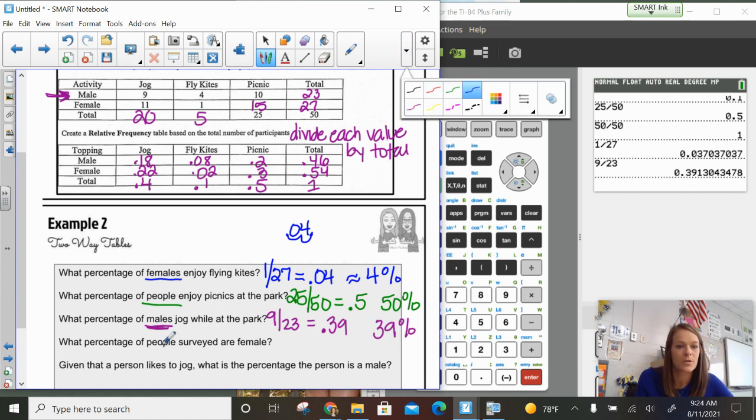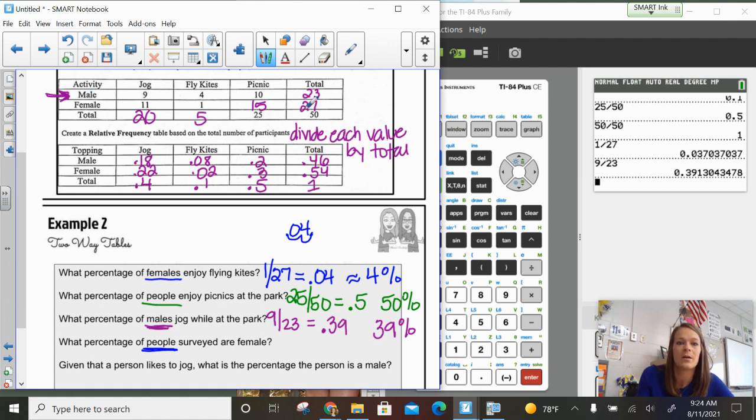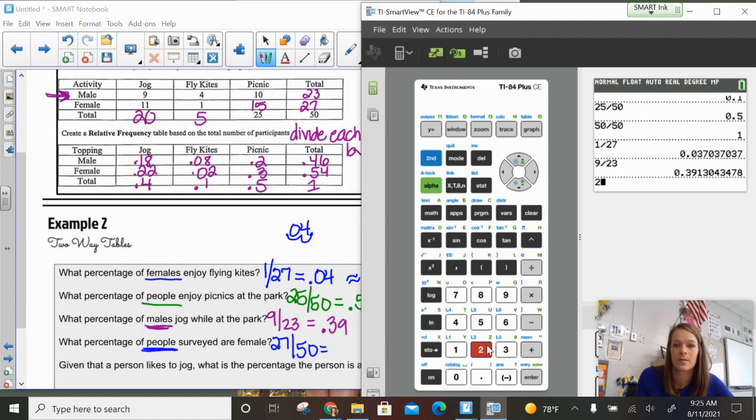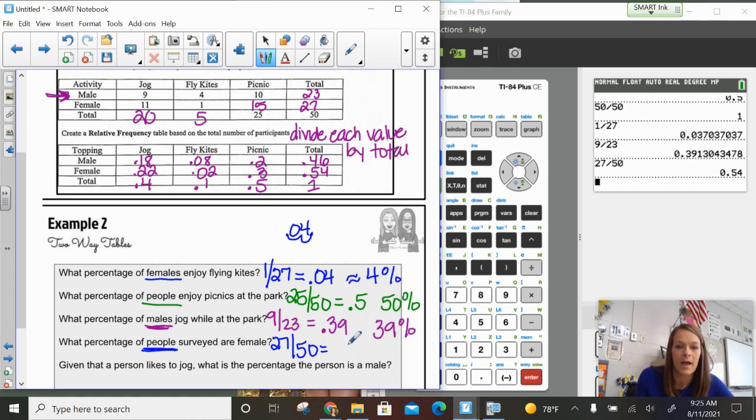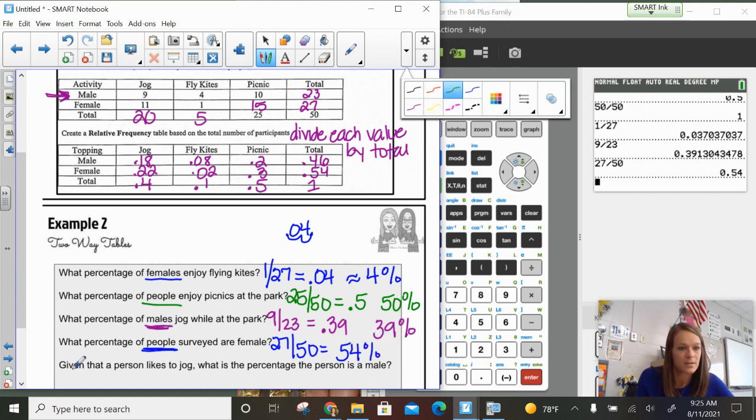Then what percentage of people surveyed are female? So I'm looking at my females. There's 27 out of 50. 27 divided by 50 is 0.54. So then that will just be 54%.